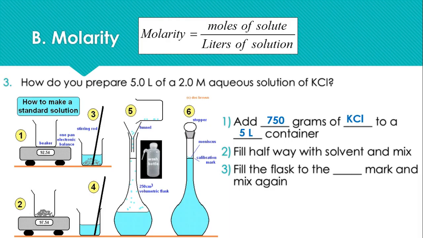So if we had a volumetric flask, we would shake it up, and then we would dilute it to the mark. So it says fill the flask to our final volume of our solution is 5 liters. So we'll fill it to the 5 liter mark, and we'll mix it again. Maybe not shake it, but maybe kind of stir it just a little to get it completely dissolved in the solution.